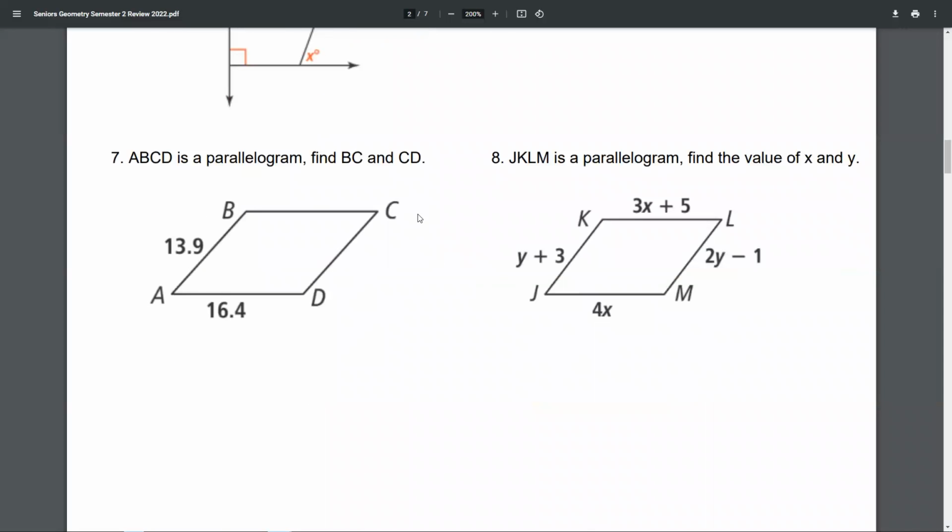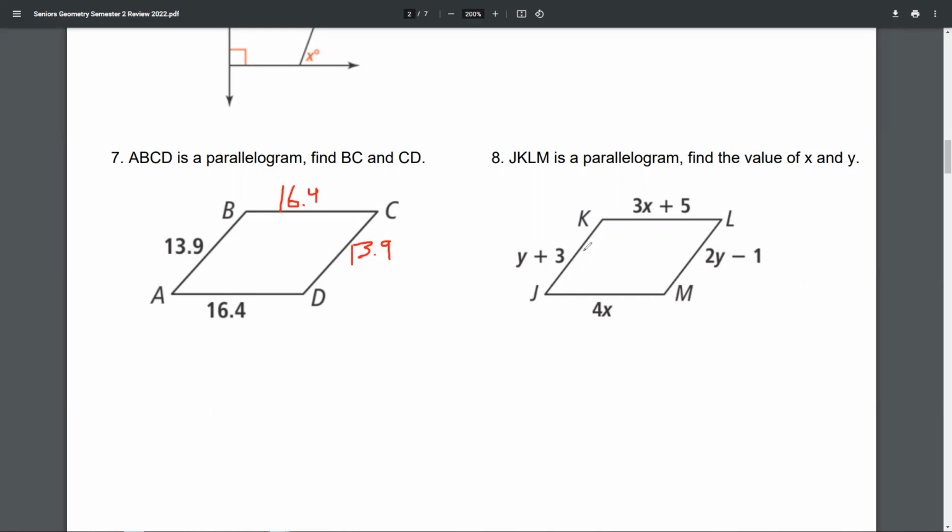All right, number 7 here. So we're going to find the opposite sides of our parallelogram. So if AB is 13.9, we know opposite sides are congruent. So CD is also 13.9. And then BC is also 16.4, same as AD.